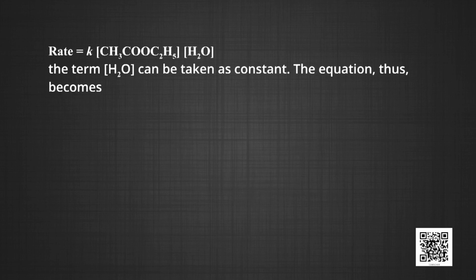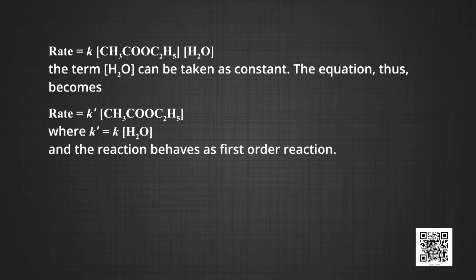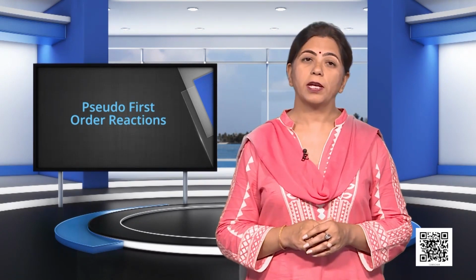The term the molar concentration of water can be taken as constant. The equation now becomes rate is equals to K dash molar concentration of CH3COOC2H5, where K dash is equals to K into molar concentration of water, and the reaction behaves as a first order reaction. Such reactions are called pseudo first order reactions. Another example of pseudo first order reaction is inversion of cane sugar.